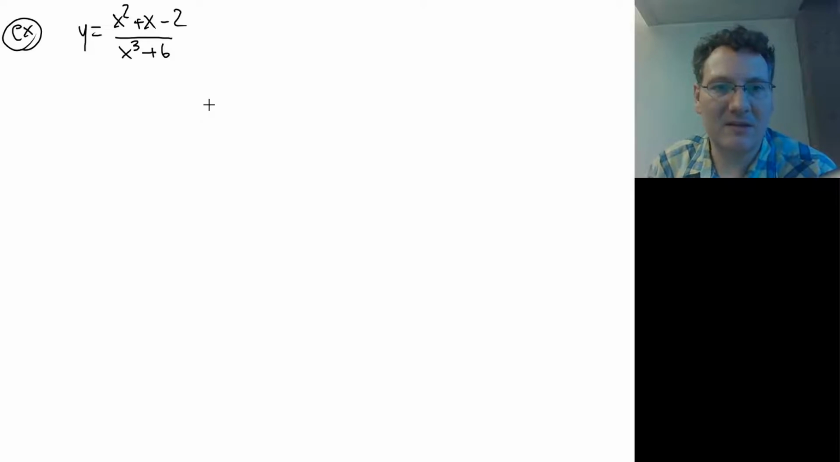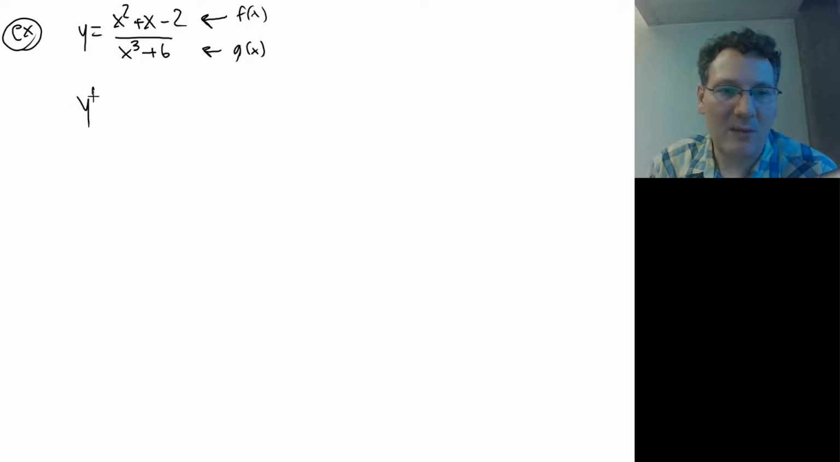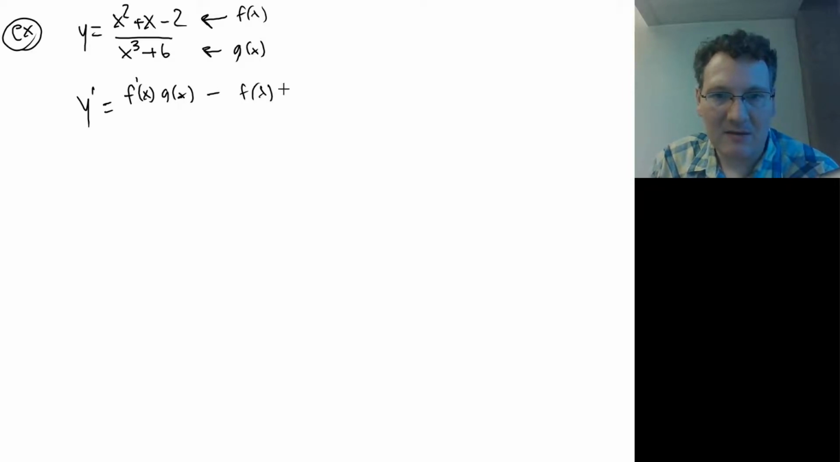Okay, let's take a look at this and find its derivative. I'm going to call this numerator f of x, the denominator g of x. And so if I follow the pattern, y prime is going to be f prime of x, g of x, minus f of x, g prime of x, all over g of x squared.